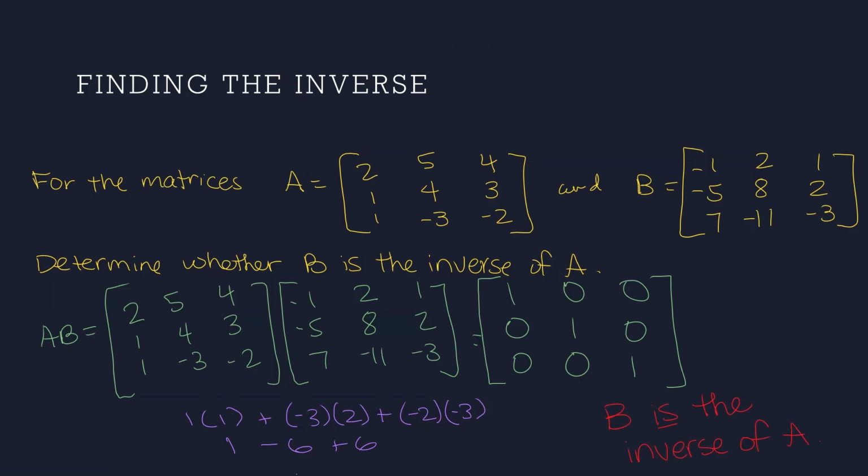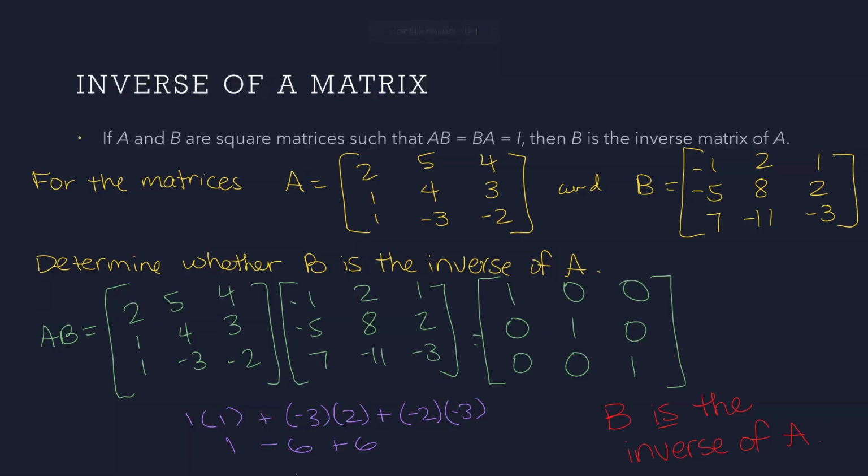All right, if you get anything else, something that doesn't look like it could possibly be the identity, you could just say, no, they're not inverses. Okay. So now we know how to determine or verify that two matrices are inverses.